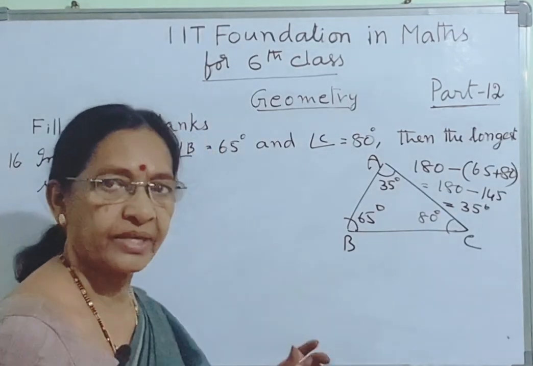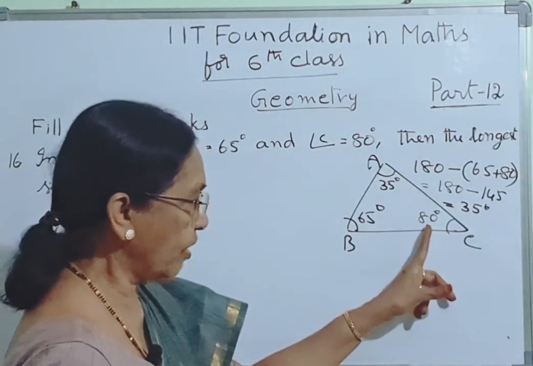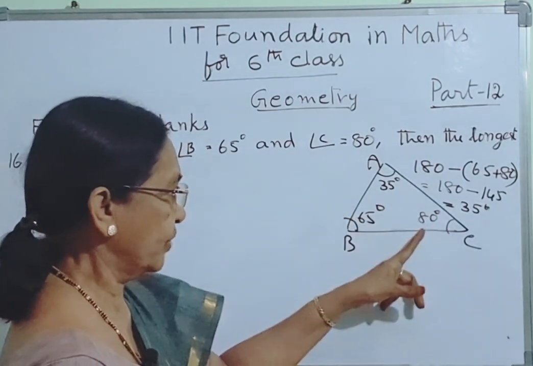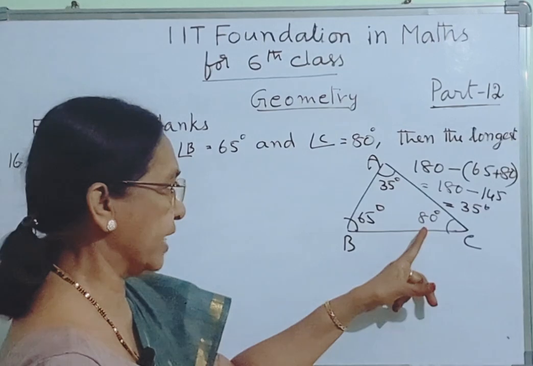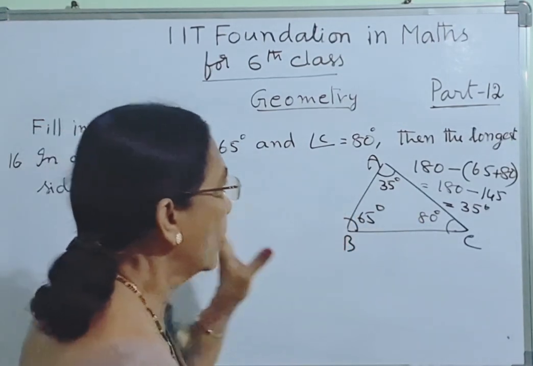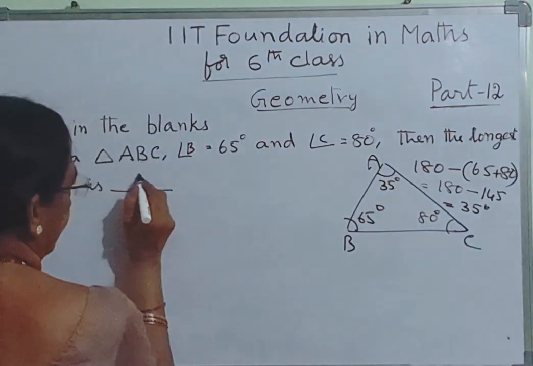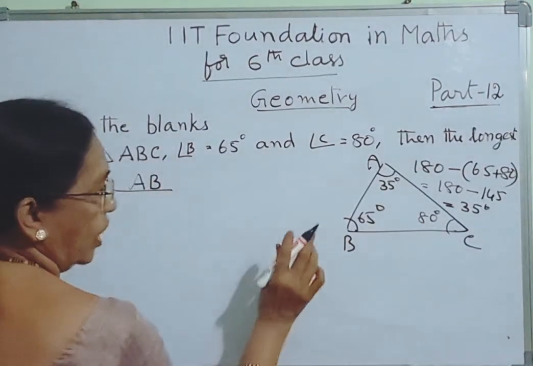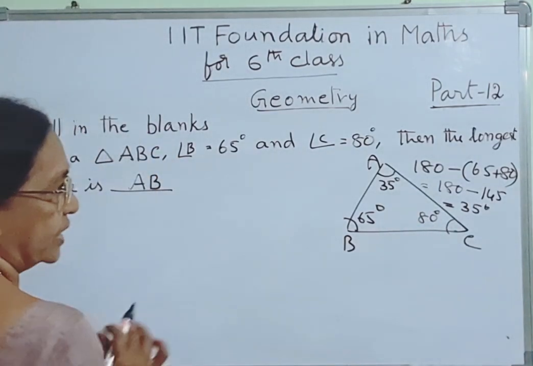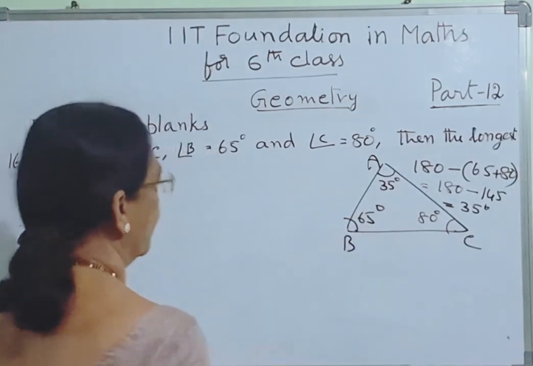So the side which is opposite to the largest angle is largest. So 80 degrees is the greatest angle. Therefore, the side opposite to 80 degrees must be longest. Therefore, AB is longest. The side which is opposite to the largest angle is largest. And the side which is opposite to the smallest angle is smallest.